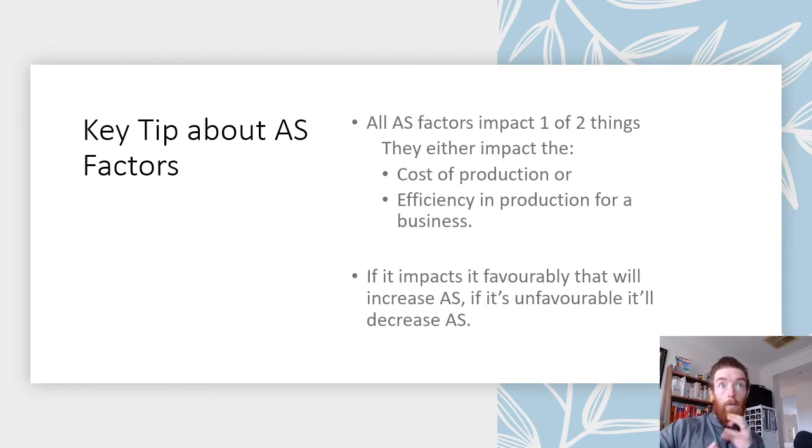So my key tip for aggregate supply side factors, which I don't see anywhere else, and I think it's crazy that it isn't anywhere else: all aggregate supply side factors impact one of two things. They either impact the cost of production for businesses or the efficiency of production for a business. If you go back to Area of Study 1, I had this exact same tip for supply. It's the same. So if it impacts cost of production or efficiency favorably, it will increase aggregate supply. If it's unfavorable, it will decrease aggregate supply. If you need to know this with aggregate demand, aggregate supply side diagrams, there's a separate video for that, which will be in the same playlist. So check that out if that's going to be important to you.